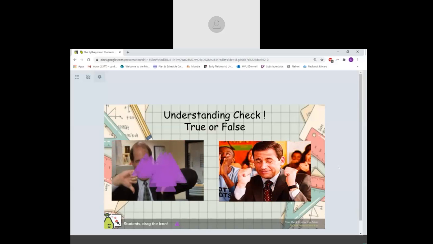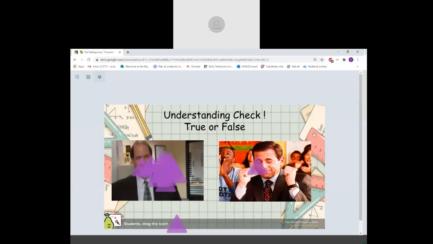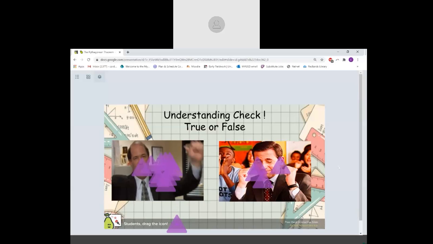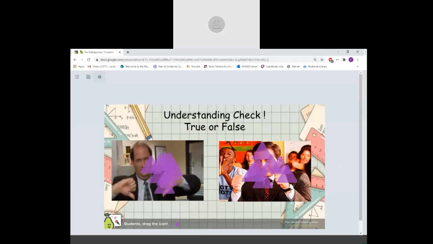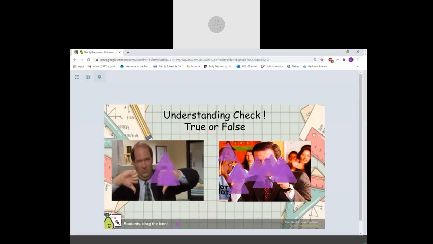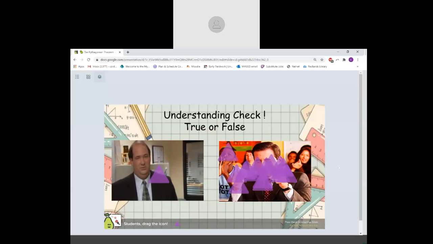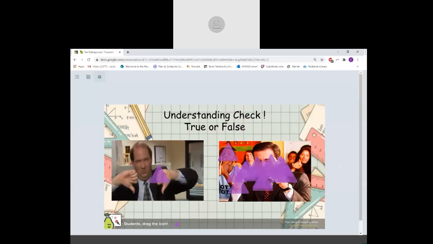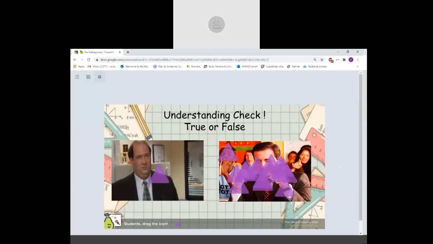Awesome. All right, next question. Right triangles have 190-degree angle. Awesome. I see students moving it over. Yeah, so right triangles do have 190-degree angle. Only one. Remember, it's the one with the little square at the corner.